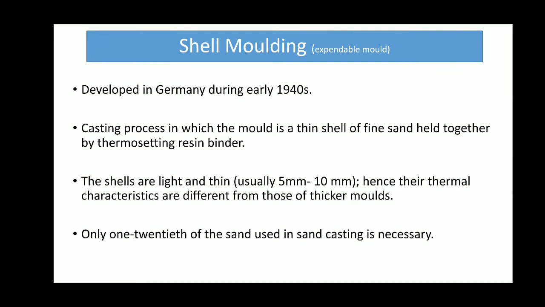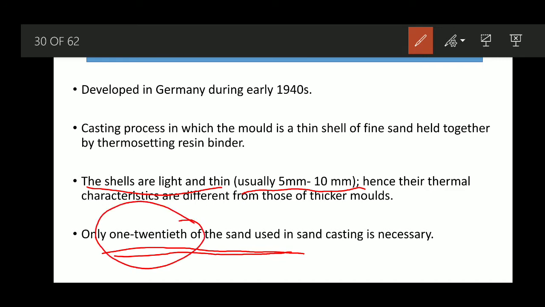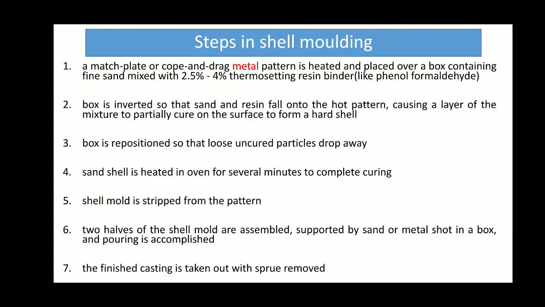So we have seen that there are certain advantages of shell molding. Here the mold is in the form of shells, which are very light and thin, and the thickness generally varies from 5 mm to 10 mm. So the amount of sand required in that case is very minimal compared to normal sand casting. It is just like 1/20th of the sand which is generally required in sand casting.